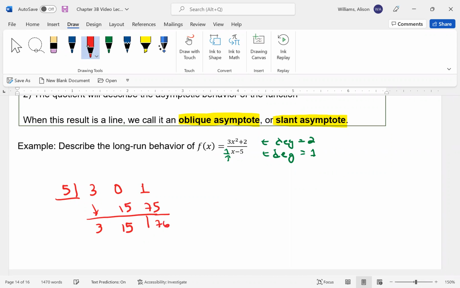Now, here's what's cool. We get to actually ignore the remainder. The remainder doesn't matter. It's this first part that makes up the slant asymptote. So this is 3x plus 15. And if I put a y equals, there it is. That's the slanted asymptote. It's a line. It's just a tilted line. It's not a vertical or horizontal line. And that's what makes it a slanted asymptote or slant asymptote or oblique asymptote.